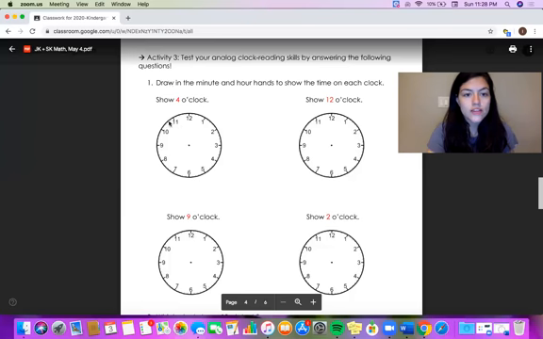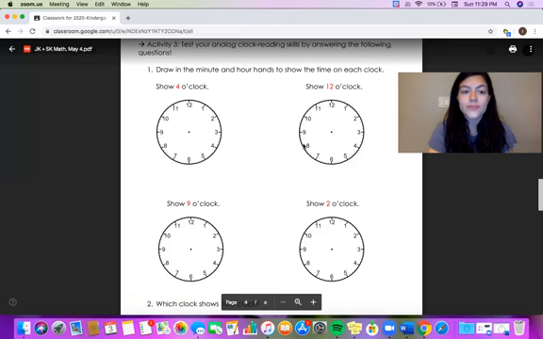So here in this first clock, you need to show 4 o'clock. Next clock is asking you to show 12 o'clock, 9 o'clock, and 2 o'clock. Remember, because it wants you to show a time at the o'clock, an hour o'clock, the minute hand is always going to be pointing on the 12. You'll just need to change where the short hour hand is pointing.